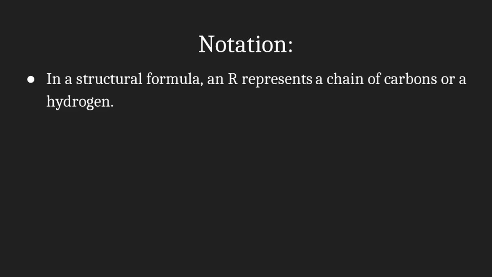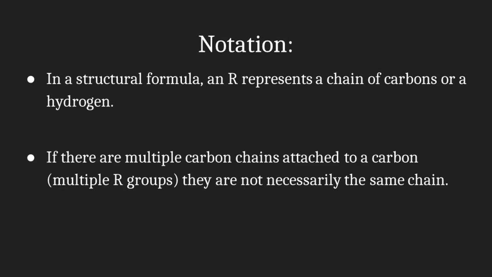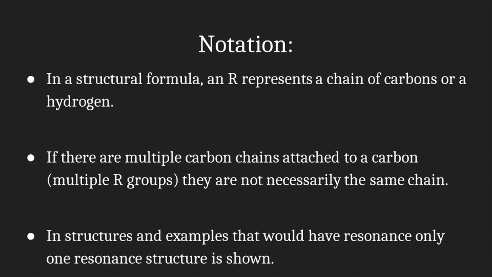And the last thing to talk about before we get into the functional groups is just some notation throughout this video. So in the structural formulas shown, an R is going to represent a chain of carbons or a hydrogen. It just shows how what's there doesn't really matter and isn't part of the functional group. If there are multiple carbon chains attached to the carbons in the structural formula, there will be multiple R's. They are not necessarily the same chain. So just because you see 2 R's, you can't assume they are the same chain. And then, in some of these structures, there would be resonance between the functional groups. Only one resonance structure is shown for simplicity.